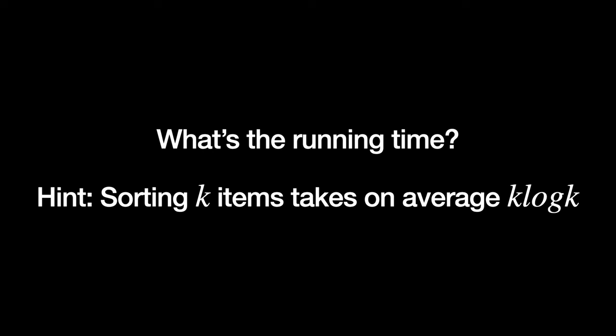Let's think the same way that we got n squared m before, let's do it for our new algorithm. And here's the big hint, we'll get to this later in semester how to prove this, but sorting k items takes on average k log k. So who wants to take a stab at it? We'll do it step by step with the three steps that we got so far. Build the thing, sort the thing, look through the thing.